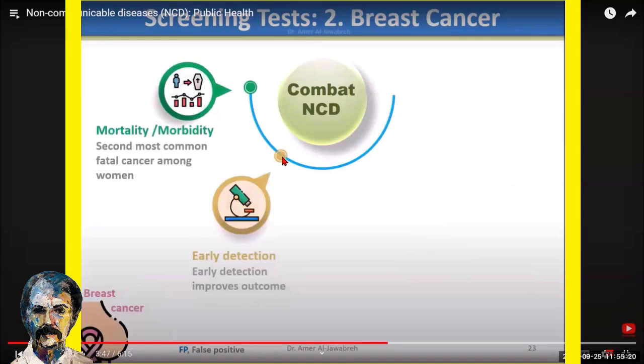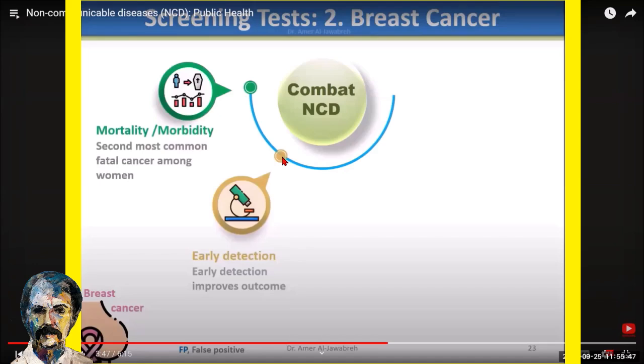Morbidity and mortality: it is the second most fatal cancer among women. Maybe lung cancer comes first after women started to smoke. Previously women were not smoking, so breast cancer came first at that time. But now we have managed to bring women into smoking, so that's what they get.